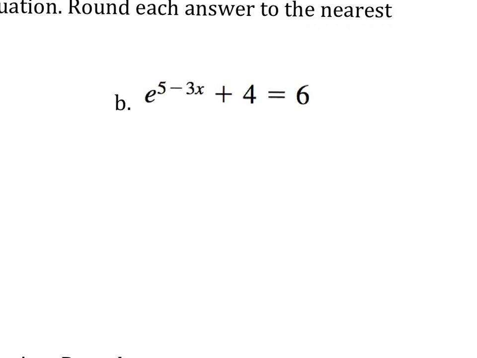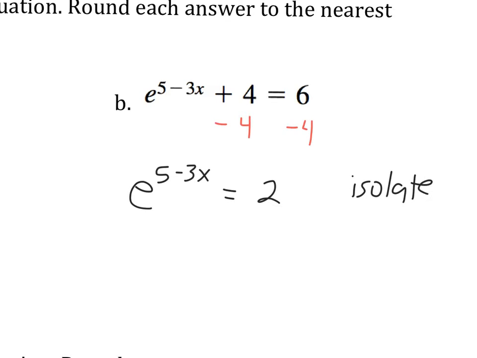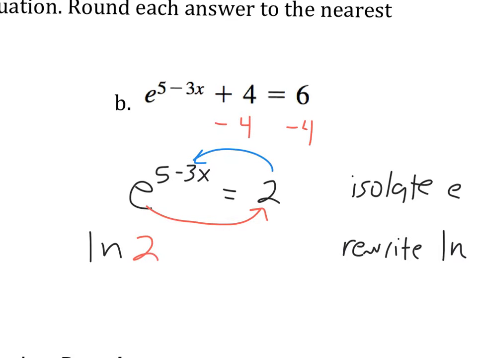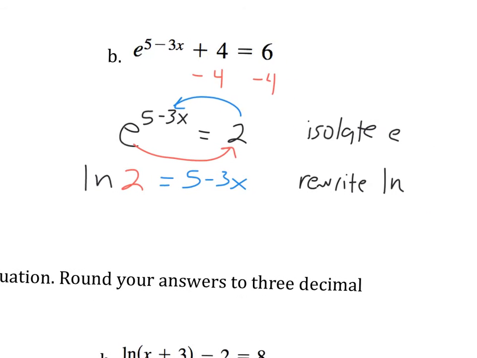This one here, just like we've seen before, yesterday we were looking at problems like this too. All we have to do is isolate the e first. I'm going to subtract 4 from both sides. So e to the 5 minus 3x is equal to 2. So I isolate the power, or in this case, e being the base. Next, I'm going to rewrite as a natural log. So the natural log of 2 is equal to this exponent, 5 minus 3x. And now we calculate and isolate.